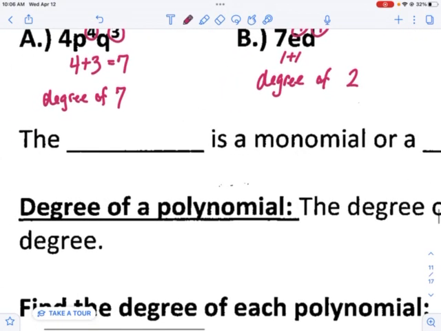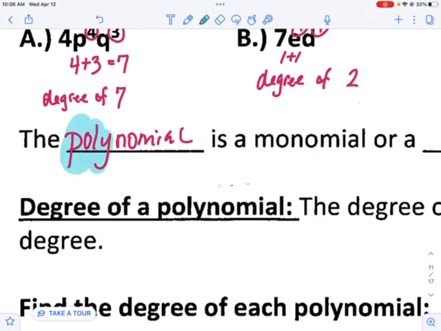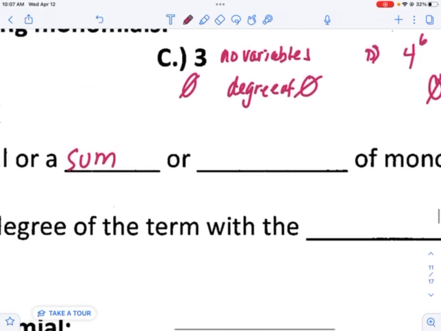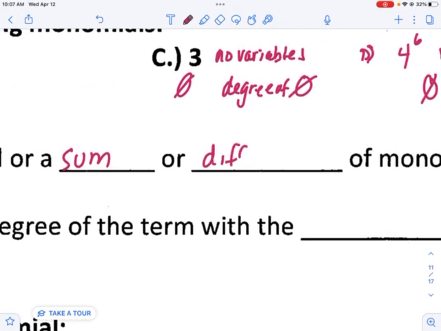All right, so now we're going to talk about the umbrella term, polynomial. And poly, if you know what that prefix means, it means many or multiple. Okay? So a polynomial is a monomial or a sum or difference of monomials.